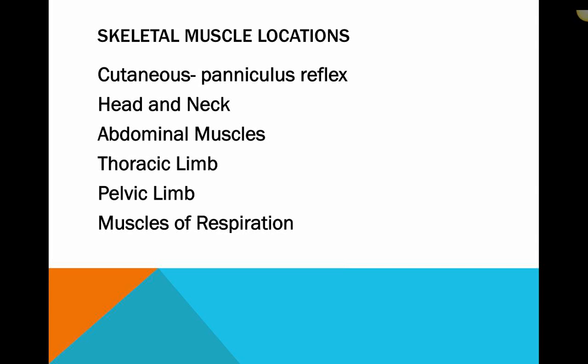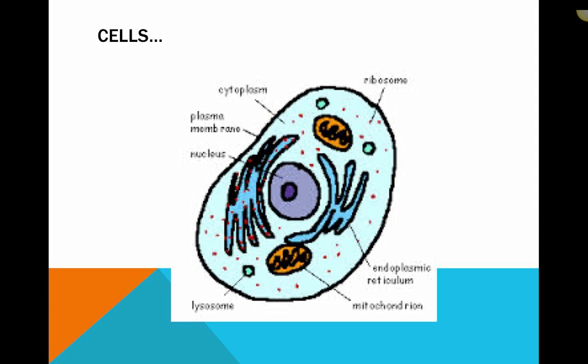Cutaneous muscles are kind of unique. We don't have cutaneous muscles in the same way that horses and cats and dogs do. They have that ability to twitch their skin to get rid of flies or mosquitoes that land on them. And that twitching of the skin is called paniculus reflex.